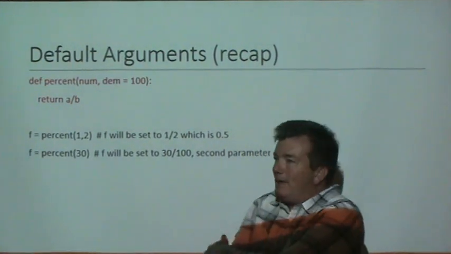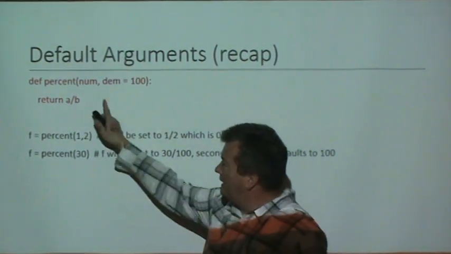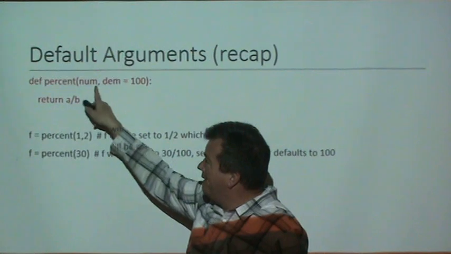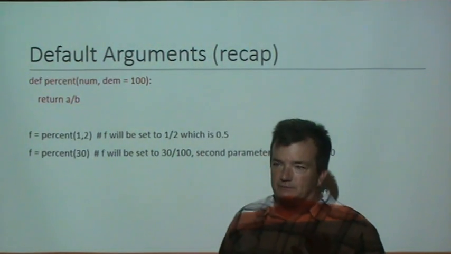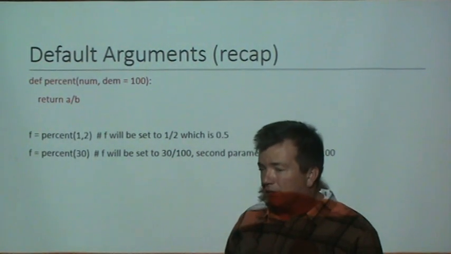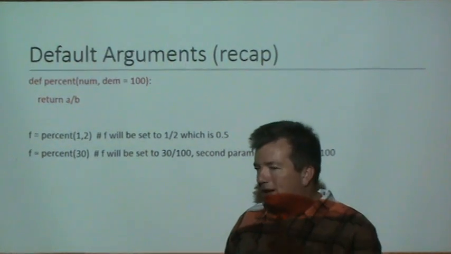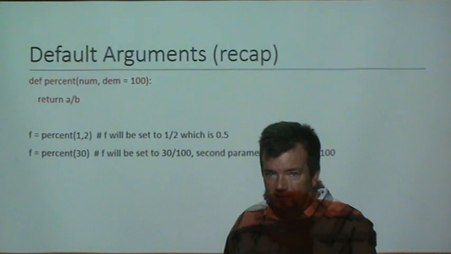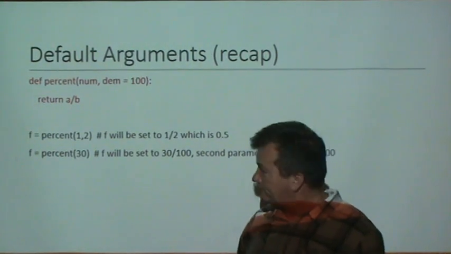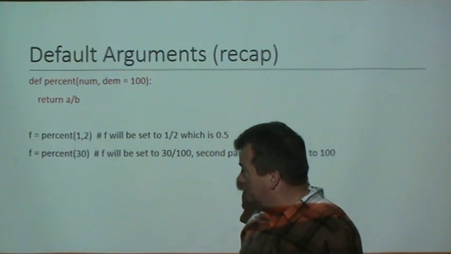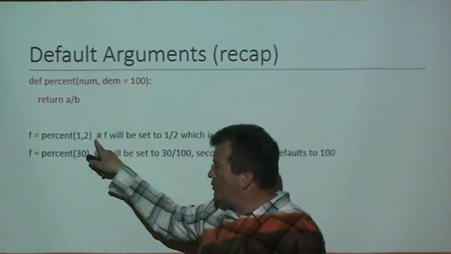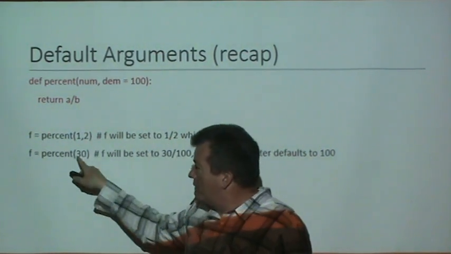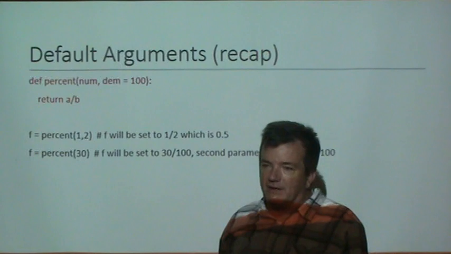And so what will happen is, I can say, I require a numerator, but the denominator is optional. You can tell me what the denominator is, but if you don't want to, I'm going to supply 100 for you. I'm going to make the denominator by default equal 100. So what that means is 1 divided by 2 is 0.5, but 30 is 0.30.